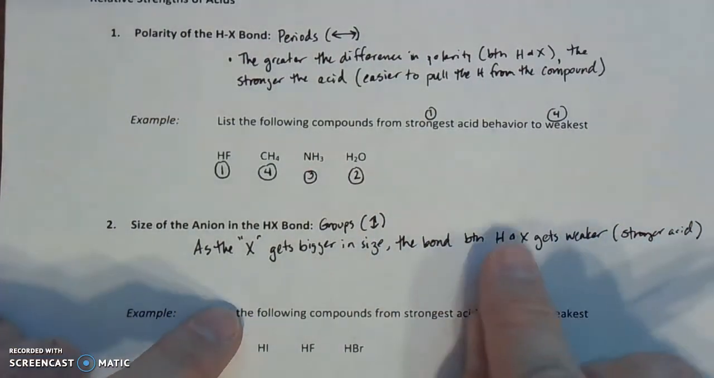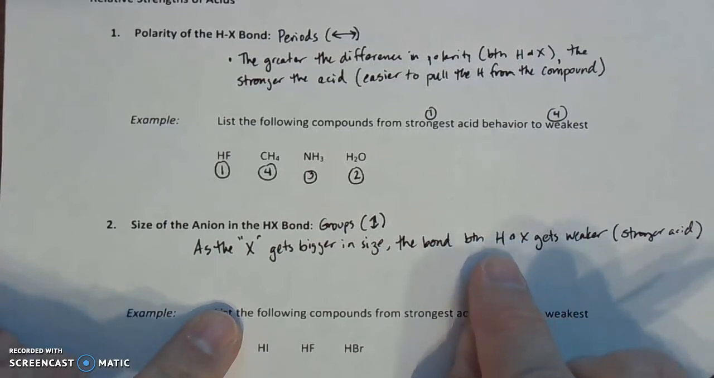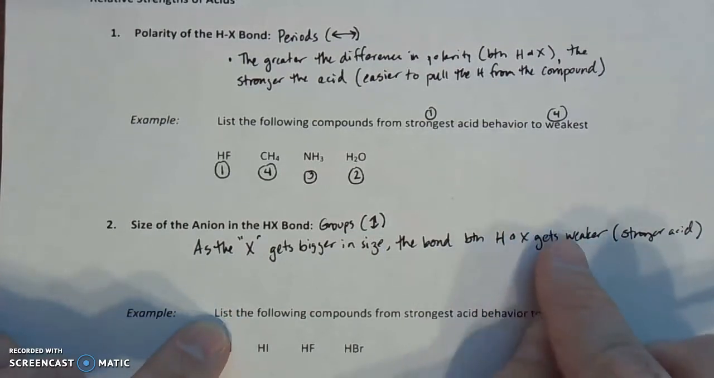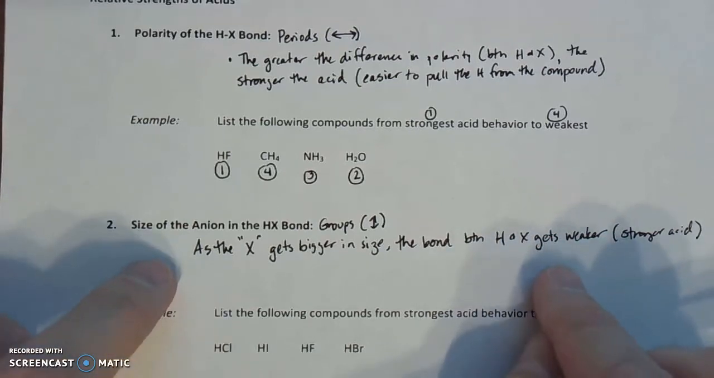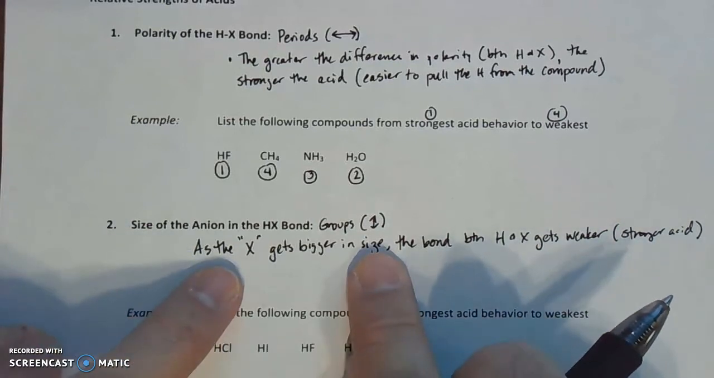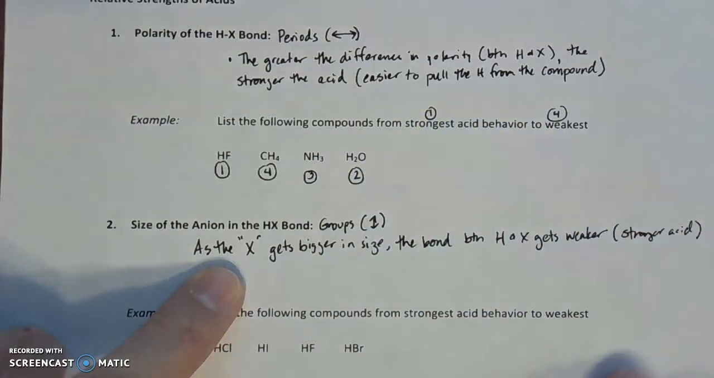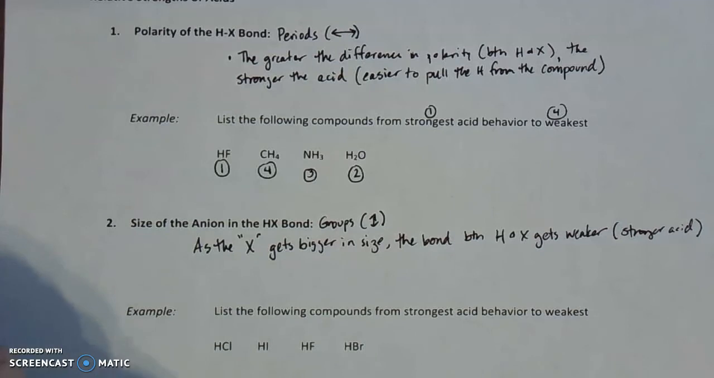That's because as the H gets further and further away from the nucleus, it's easier to pick off the H. It's not attracted to the electrons that are surrounding that nucleus. So it gets further and further away from that electron cloud. As X gets bigger, those electrons are spread out further in the electron cloud in the outermost layers. And if we get bigger, those electrons are even further out. So it's easier to pluck off that H or have it be removed.